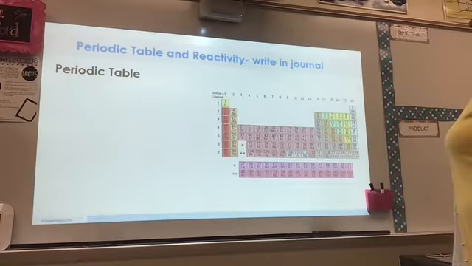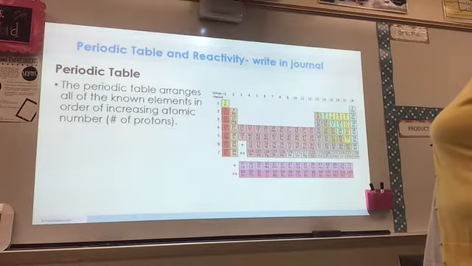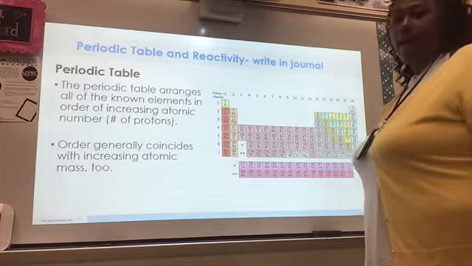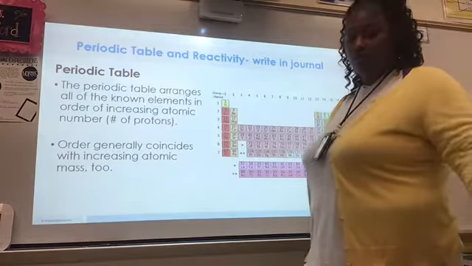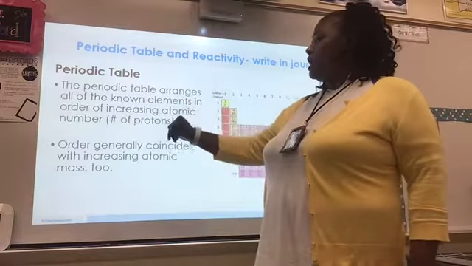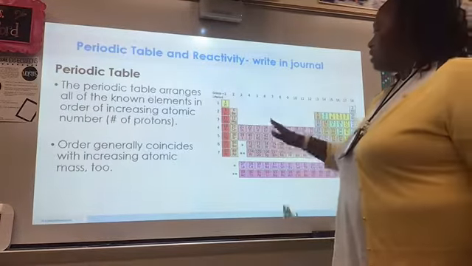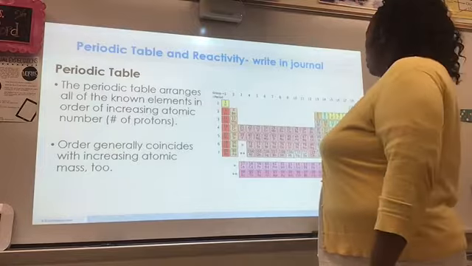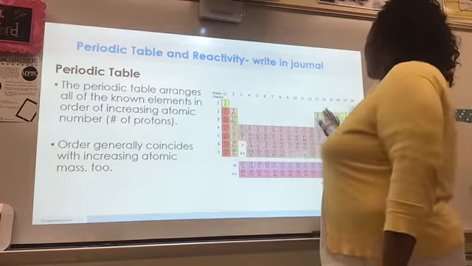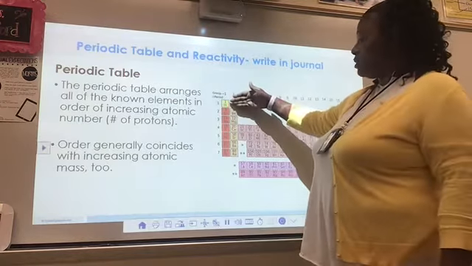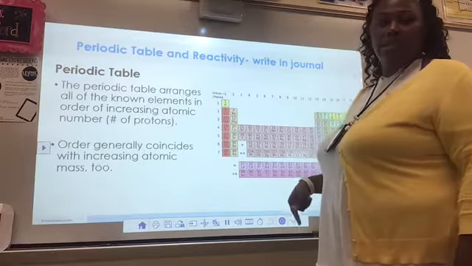Alright, from there we're going to discuss what is the purpose of the periodic table, how it works, and what we use periods and groups for. The periodic table arranges all the known elements in order of increasing atomic number. As we go throughout the periodic table, you'll notice that the atomic number, which is the number above the chemical symbol, is increasing.